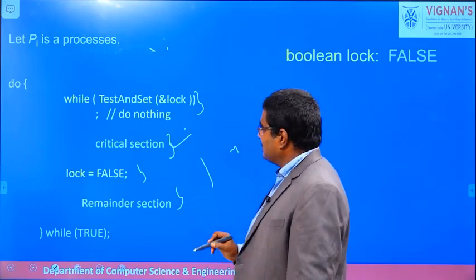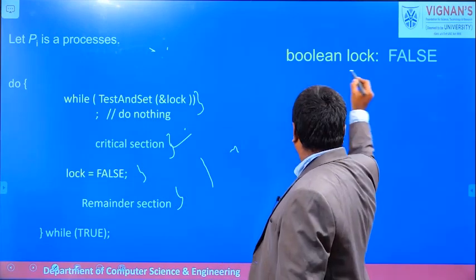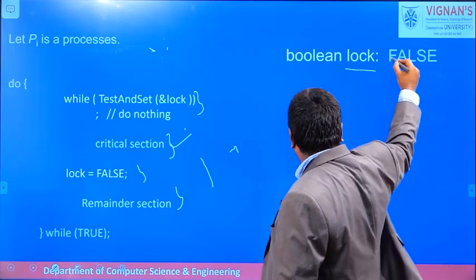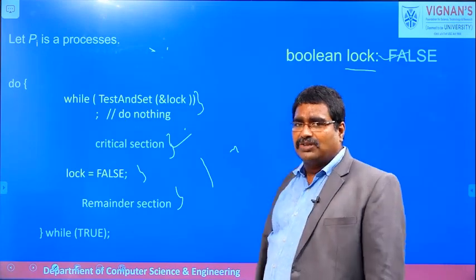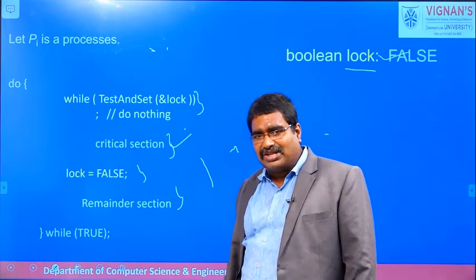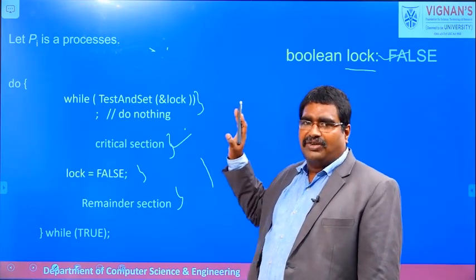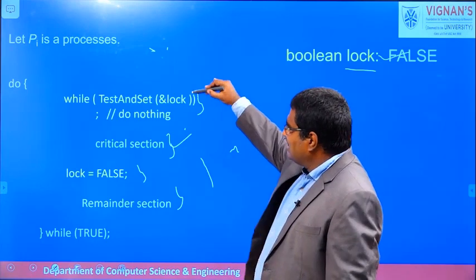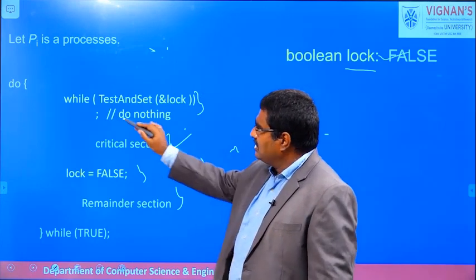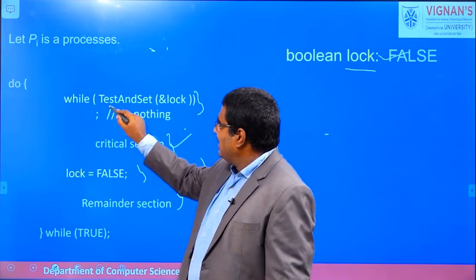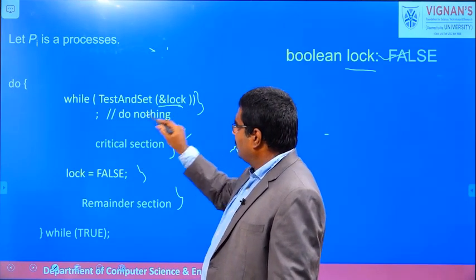Now we try to discuss. For example, we assume that lock is a Boolean variable and its initial value is false. All the processes are using the lock variable. Next, the entry section code of the ith process is while TestAndSet(lock) do nothing.